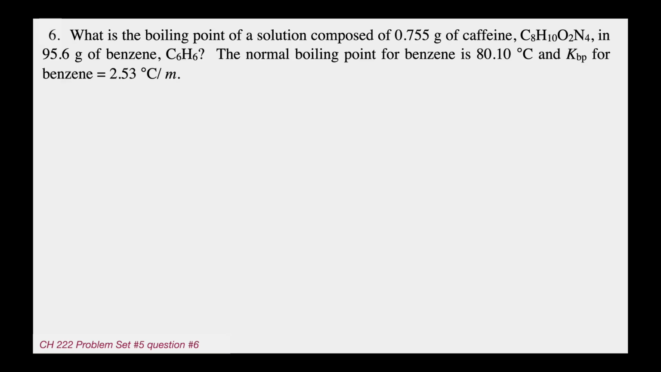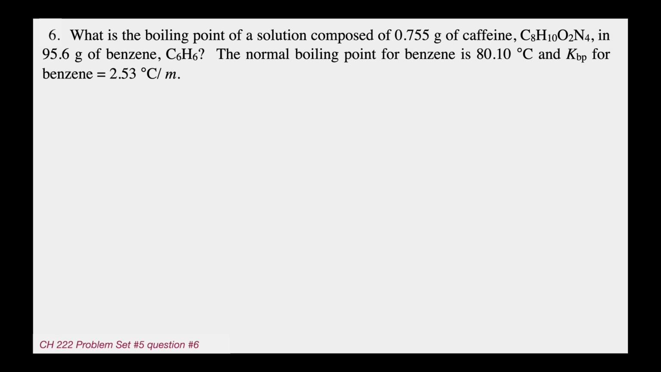What is the boiling point of a solution with 0.755 grams of caffeine? Woohoo, favorite molecule. Sorry, couldn't resist. Anyway, put that many grams of caffeine in 95.6 grams of benzene, and benzene is C6H6. The normal boiling point for benzene is 80.10 degrees Celsius, and the boiling point constant, that's the KBP, is 2.53 degrees Celsius per molal.